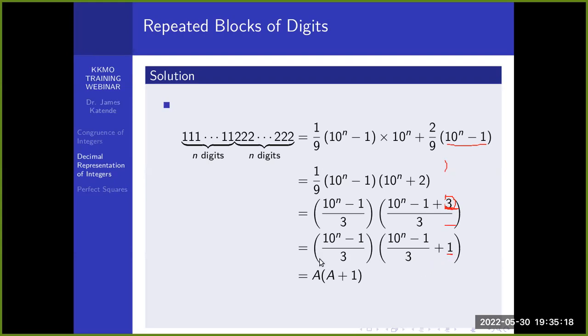And now you realize that this is a product of two consecutive integers, where if you take a to be 10 raised to n minus 1, then your product will be a multiplied by a plus 1. So we have shown that any number of this form can be written as a product of two consecutive integers, which was the aim of the whole thing.